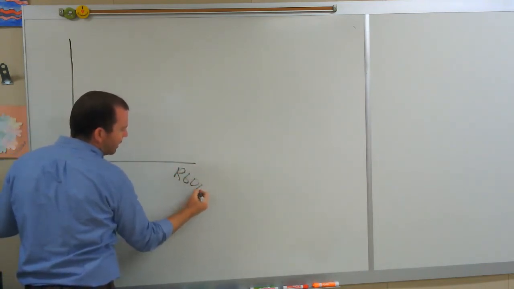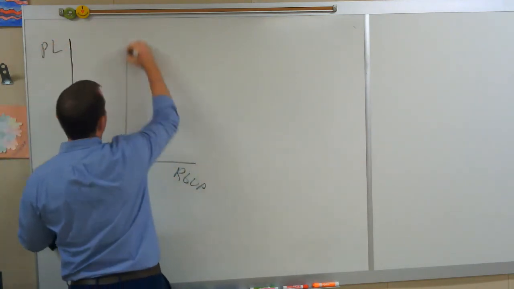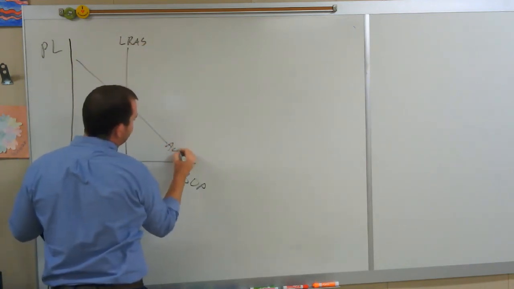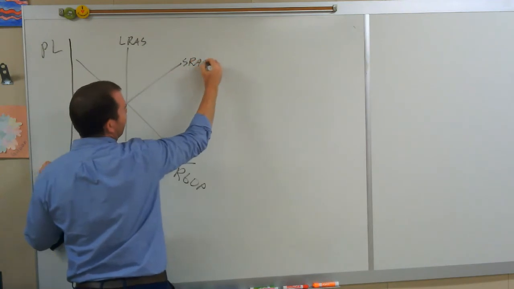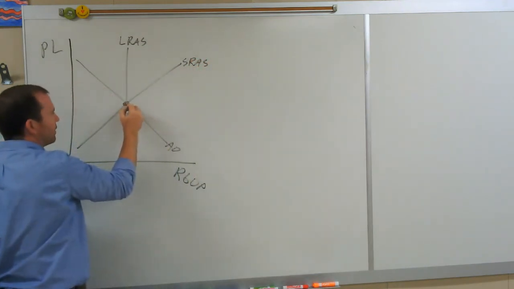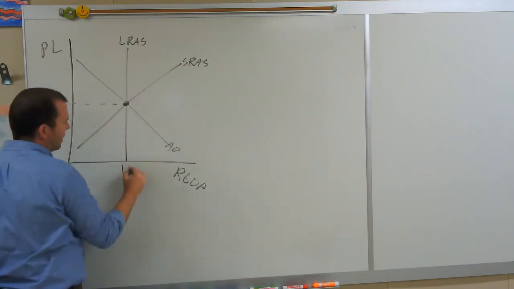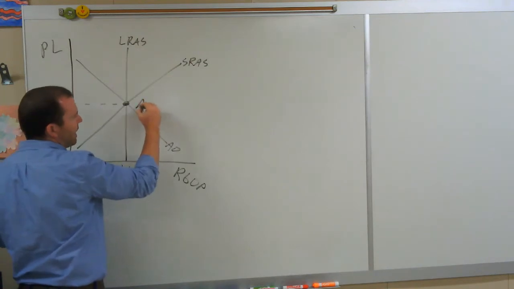Right, so we start off in long-run equilibrium, real GDP, price level. Here's our long-run aggregate supply curve. Here's our aggregate demand curve. And here's our short-run aggregate supply curve. Right, so right now, the three curves intersect here. So we're at this price level, PL1. We're at this output, Y1. Okay, and I'm going to label this just point A.